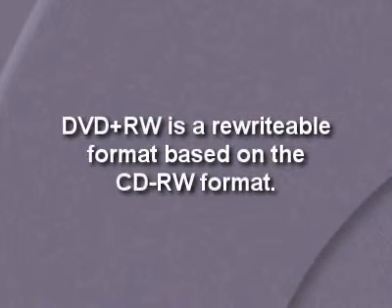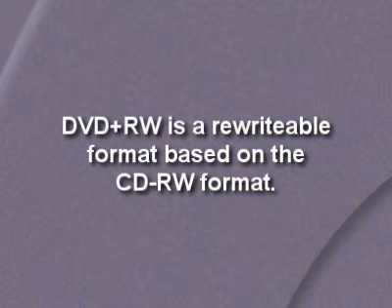Now, here's where the confusion starts. We have a DVD-R and we have a DVD-RW, right? Well, there's two other types of recordable DVDs. We have a DVD plus R and a DVD plus RW. Now, typically with PCs, the CDR came before the CD-RW. The DVD plus RW actually came before the DVD plus R.